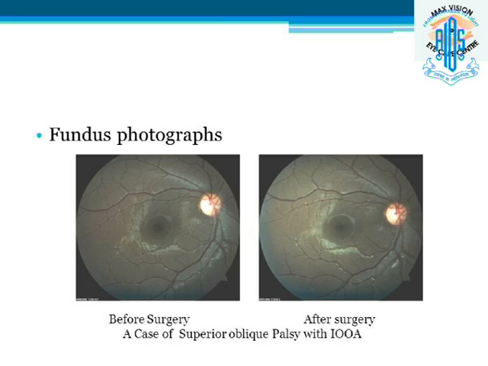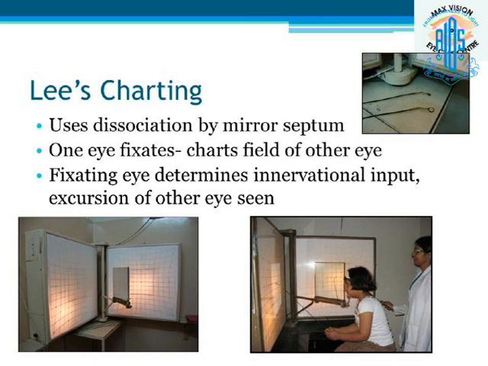Fundus photograph of a patient with superior oblique palsy pre and post-op. Lees chart is also important. It uses the dissociation by mirror septum. One eye is fixating to the chart and the other eye is being mapped. The fixating eye determines the innervational input and the excursion of the other eye. And this is how a Lees chart is being done.